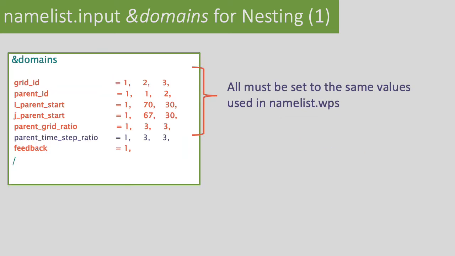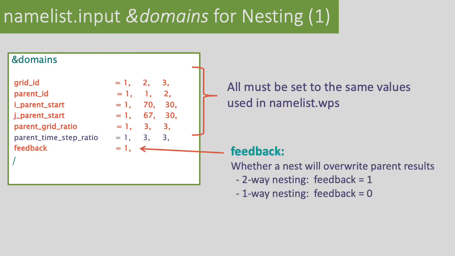Also in the domains record, you'll find the settings for grid ID, parent ID, i and j parent start, and parent grid ratio. These should all be set to the same values used in the WPS namelist. This is also where you will set feedback to indicate whether you want to use one-way or two-way nesting. And finally, parent time step ratio, which I'll explain on the next slide.